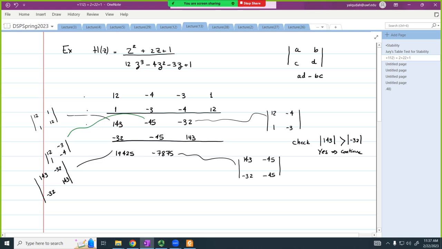We have only 2 entries in the row, so we can stop. We check to make sure it's Schur. We test whether the absolute value of 19,425 is greater than the absolute value of 7,875. Yes. Therefore, the polynomial is Schur, and this means the system is stable. We can stop because there are 2 entries.